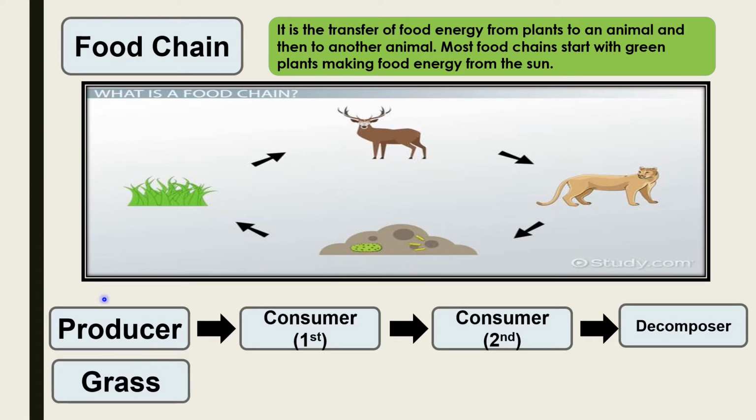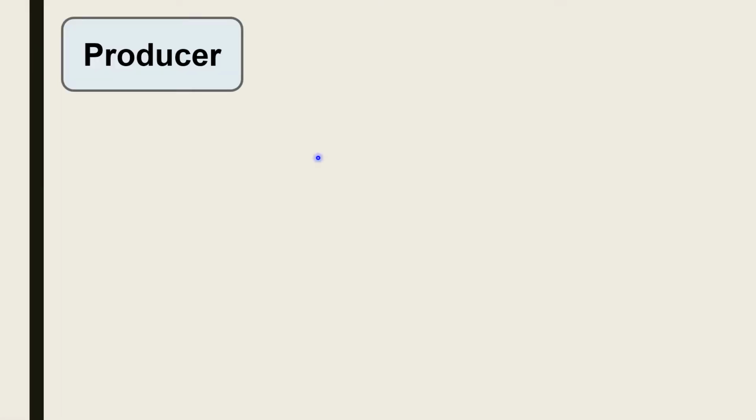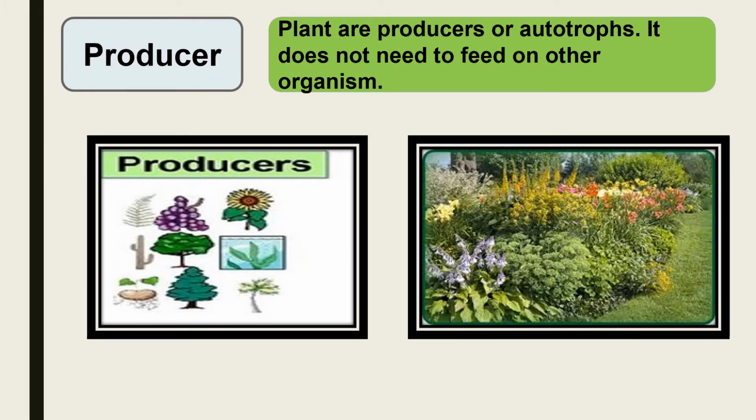In this picture, grass is the producer, deer is the first consumer, the second consumer is the tiger, and the decomposer is the bacteria. So producer: plants are producers or autotrophs. They do not need to feed on other organisms because they are making their own food.